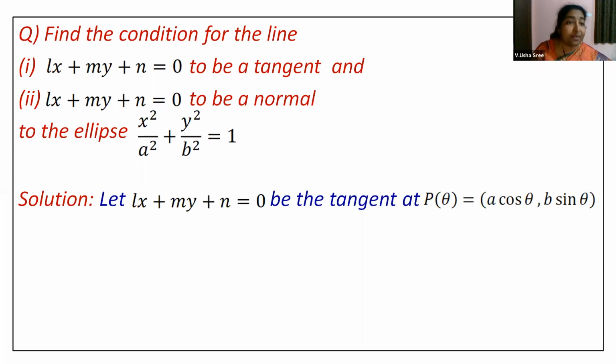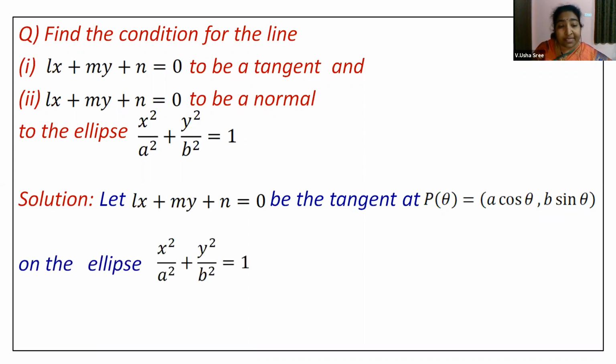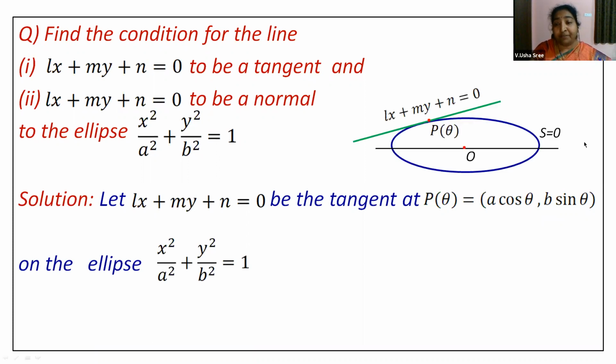We have discussed this parametric form. In parametric form, the point will be taken as a cos theta, comma b sin theta for an ellipse. This is what we have discussed in the previous session. Then it is on the ellipse x square by a square plus y square by b square equal to 1.